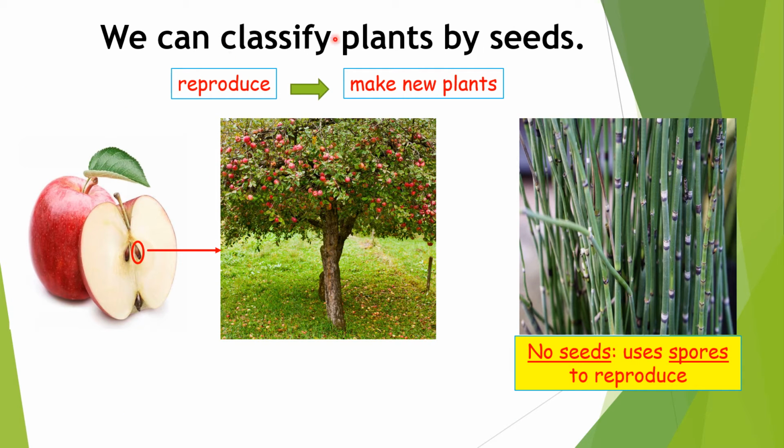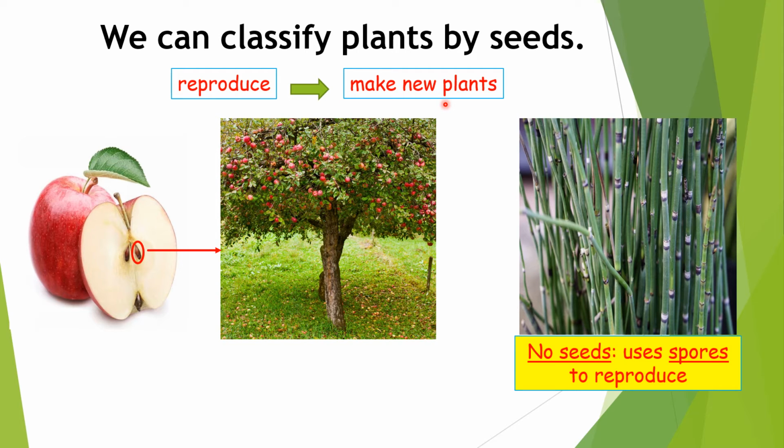We can also classify plants whether they have seeds or not. What does a seed do for the plant? So let's take an example of the apple. Inside the apple we find seeds. This seed, if we plant it, water it, it will grow into a new tree. This tree is going to make more apples. So it's going to reproduce. So a seed allows the plant to reproduce or to make new plants.